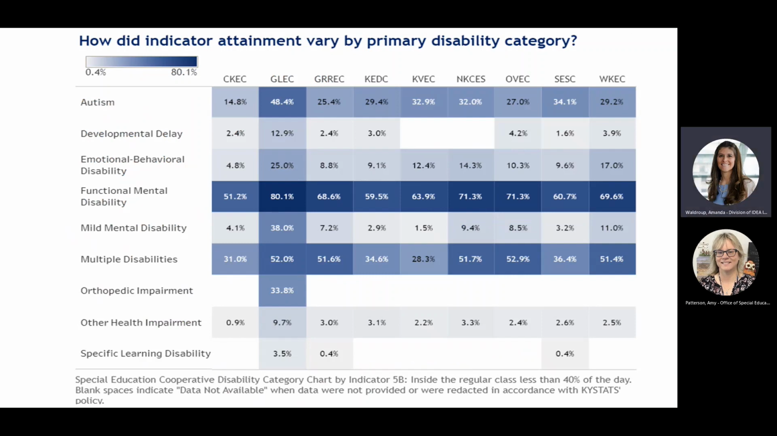This is just a different way to look at the data. It shows each co-op and each disability and the percentage in each. It's a pretty interesting look just to review the data and see where the hot spots are for each disability category.